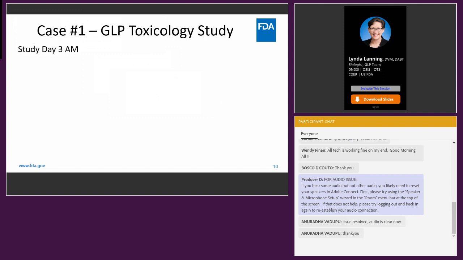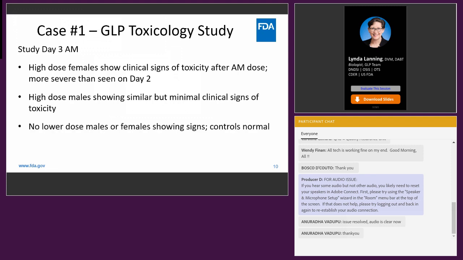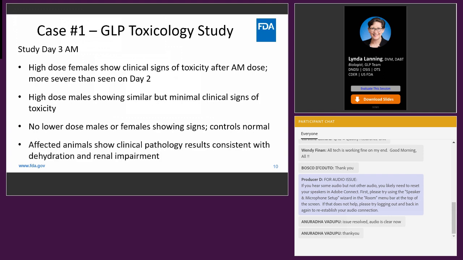On study day 3 in the morning, the high-dose females again showed clinical signs of toxicity after the morning dose, and the severity of those signs increased over those noticed on day 2. High-dose males showed similar but much less severe clinical signs of toxicity, and no mid or low-dose males or females or any control animals showed any similar clinical signs. So it seems that the toxicity is limited to the high-dose group so far. And the affected animals showed clinical pathology results consistent with dehydration and renal impairment.